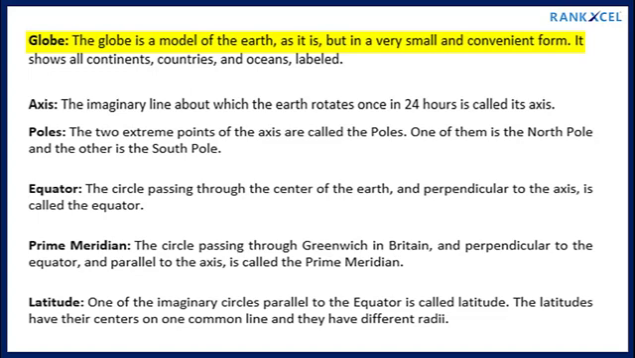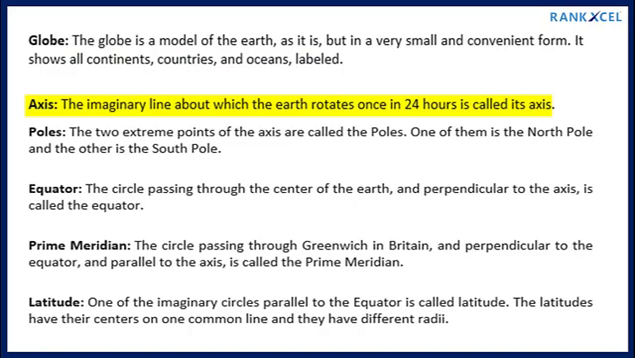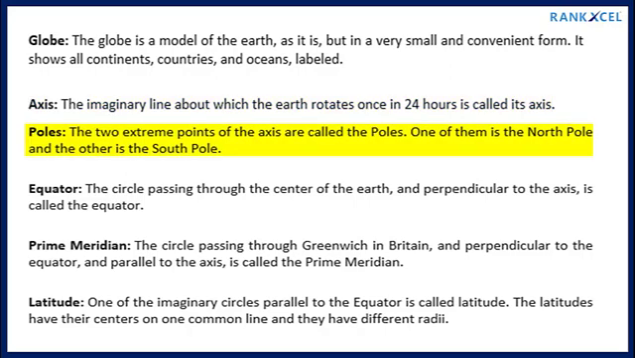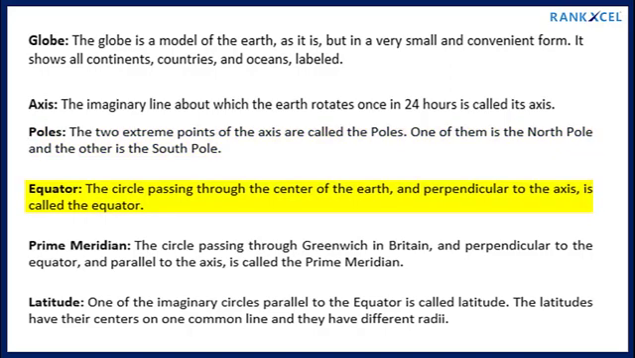Globe. The globe is a model of the Earth, as it is, but in a very small and convenient form. It shows all continents, countries, and oceans, labeled. Axis. The imaginary line about which the Earth rotates once in 24 hours is called its axis. Poles. The two extreme points of the axis are called the poles. One of them is the North Pole and the other is the South Pole.